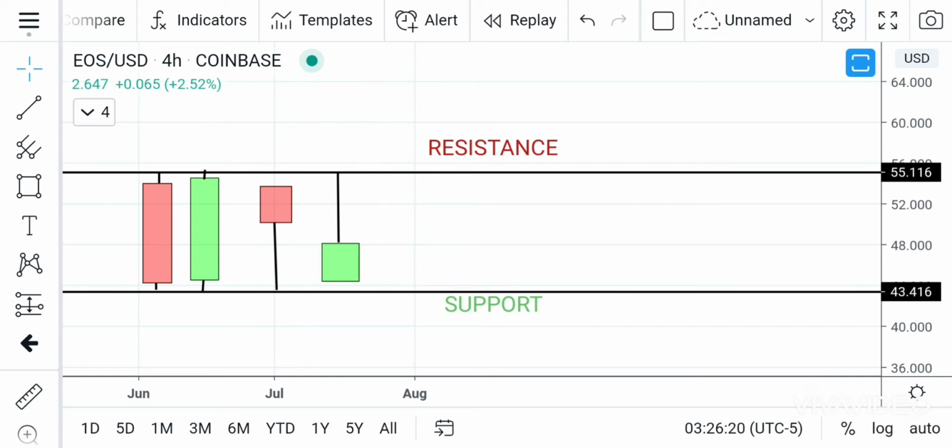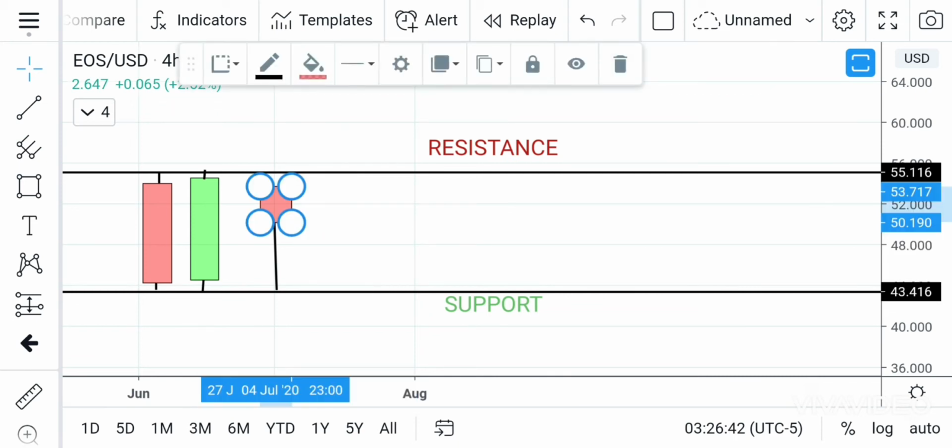And the ratio of the wick to the body shows you who is in control. If the wick is longer than the body, it tells you that there is a strong price rejection. If the body is larger than the wick, it tells you that the rejection is not that strong. So let's move on to the candlestick patterns right now.